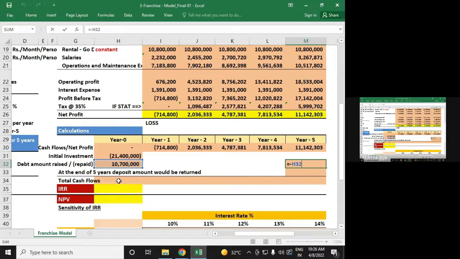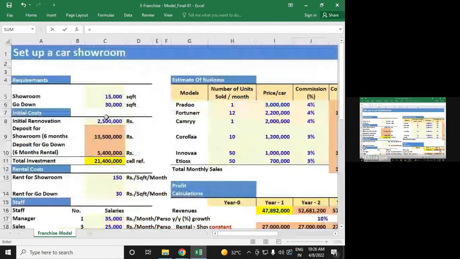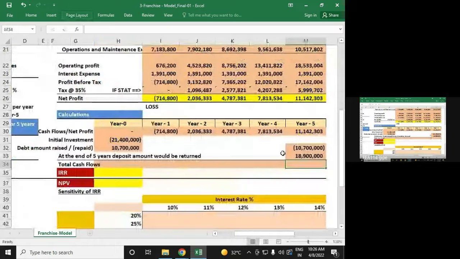And in the last year you will close the business, so you will let go of the premises. So the deposit that you paid, that money will come back to you. So you will get the deposit in the form of refund, but the renovation that you did of the premises, the furniture and so on, all of that got scrapped, so that money is not coming back. So showroom deposit and godown deposit both will be paid back to us at the end, and that is the inflow. This money will come back to us, so it is positive, an inflow.